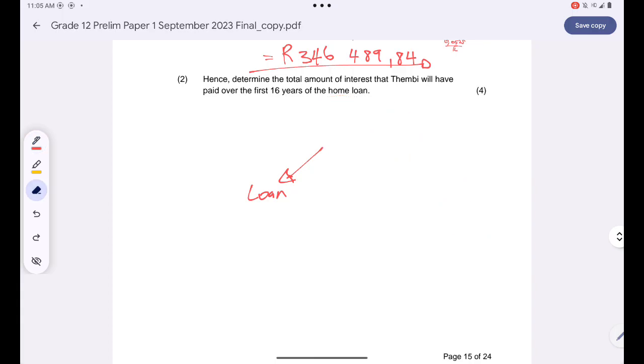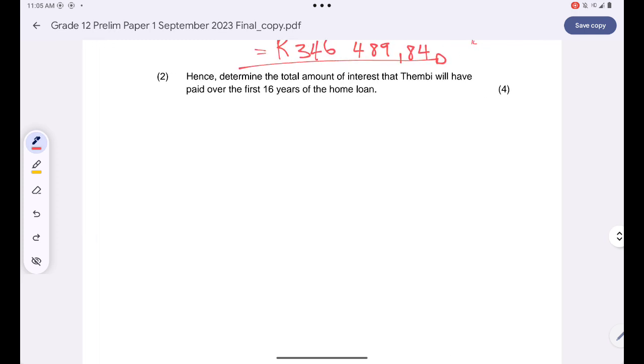So there are steps for finding interest. Step number 1, find your outstanding loan balance. Step number 2, find the paid amount of the loan.